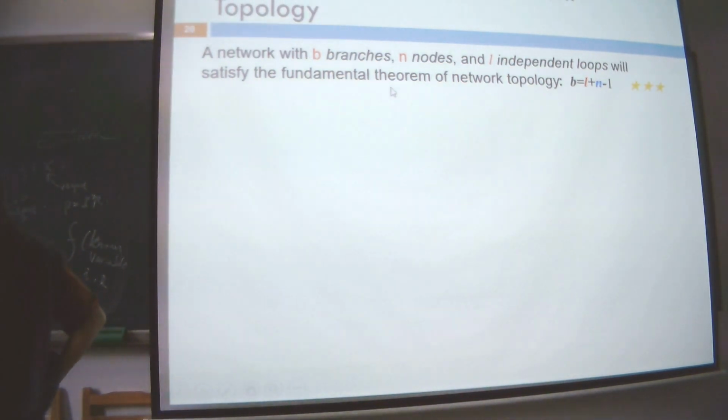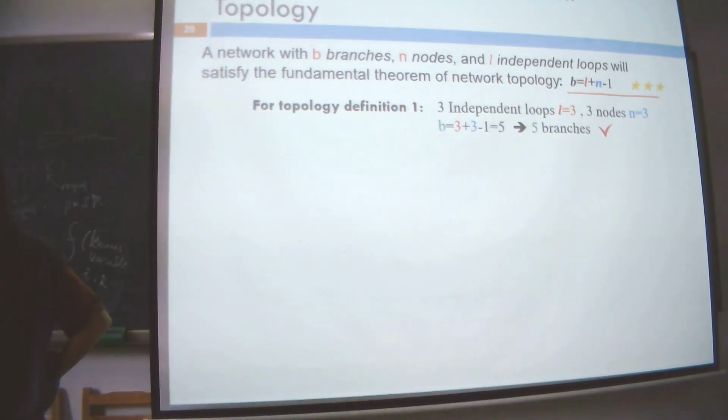We will satisfy the fundamental theorem of network topology. It is B equal to L plus N minus 1. The branches equal loops plus nodes minus 1. This relation is simple. This one is actually the number of equations we will get.